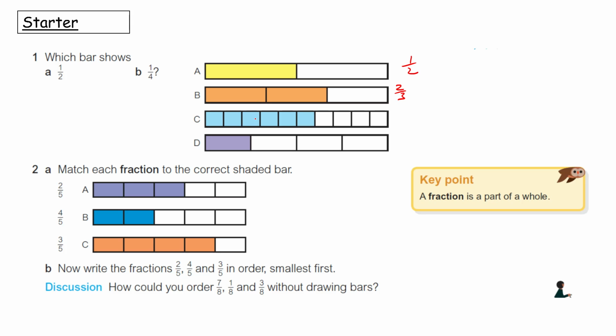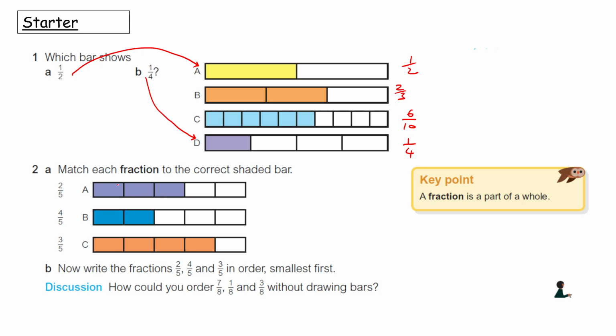C is 1, 2, 3, 4, 5, 6, 7, 8, 9, 10 parts, so it's out of 10. And how many are shaded? 1, 2, 3, 4, 5, 6 out of the 10 of them are shaded. And the last one we've divided into 1, 2, 3, 4 parts, so that's out of 4, and 1 of them is shaded. So that's that one there, and a half is that one there.